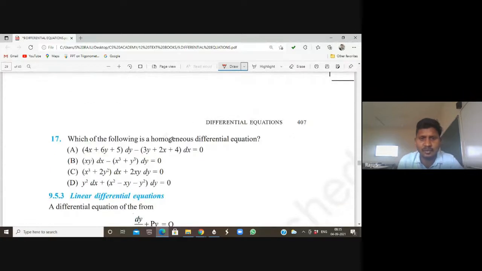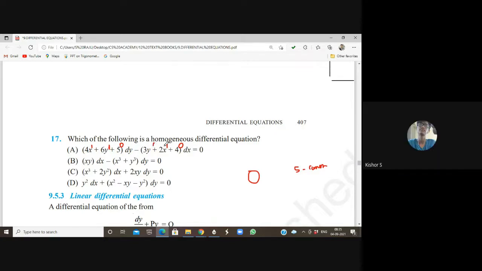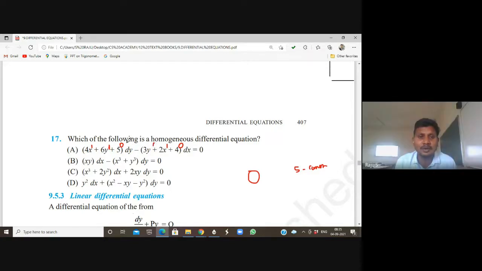But here, which of the following is a homogeneous differential equation? Wonderful question. What is the degree? 1. What is the degree of 5? 5 is a constant, no? Students, what is the degree of a constant? 0. So here degree 0, here degree 0, here 1, 1. Are all the degrees same here? No. So it is not a homogeneous differential equation.